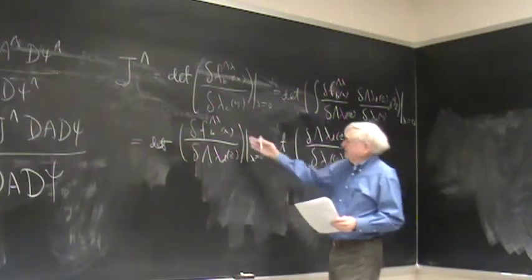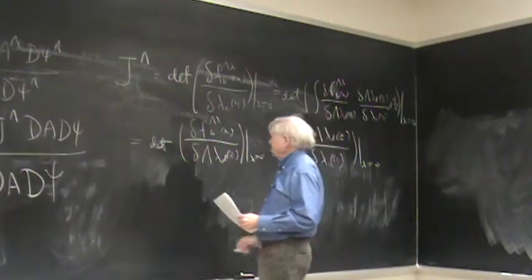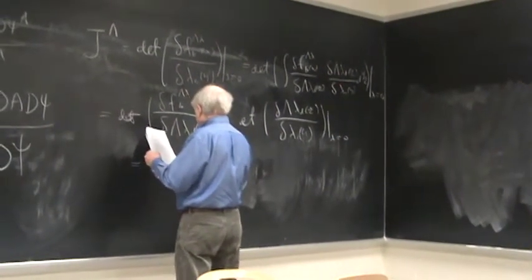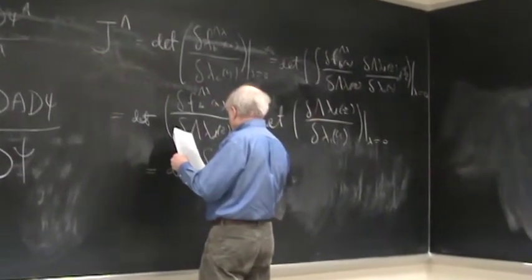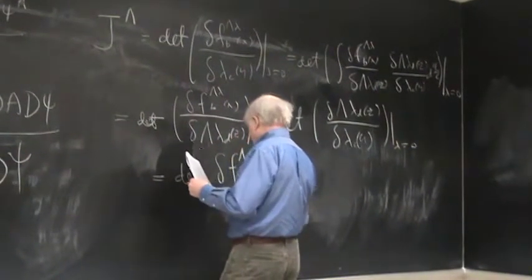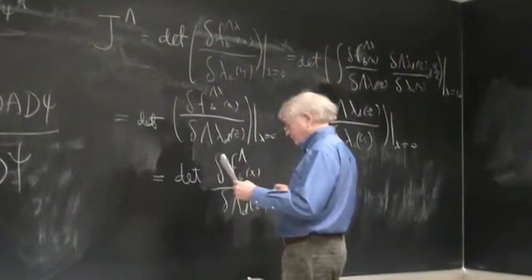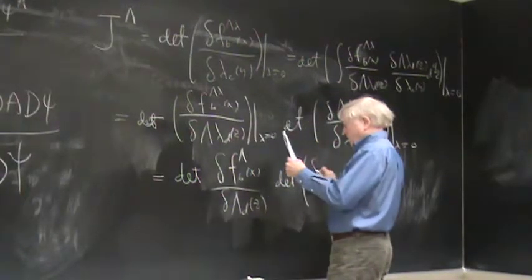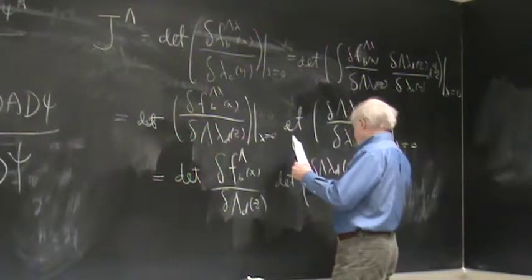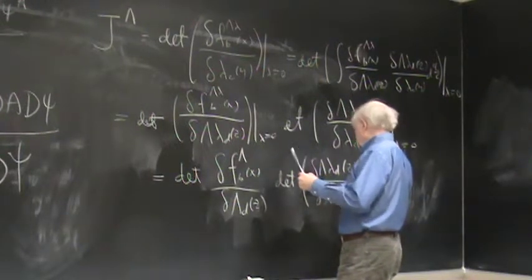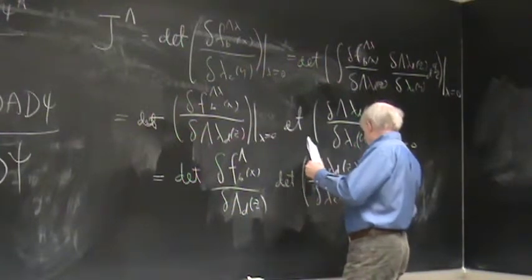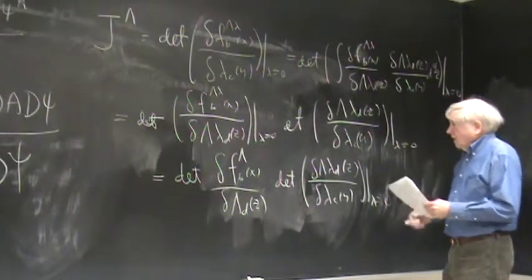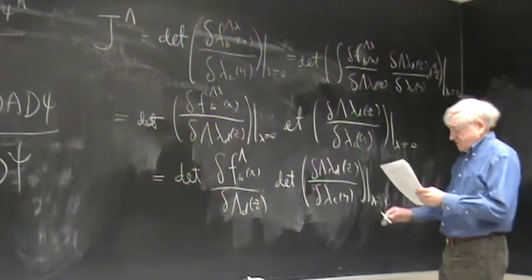Okay, now if we set little lambda equals zero here, then this thing is just the determinant of F big lambda B of X with respect to lambda D of Z. And this one doesn't change, so it's the determinant of lambda lambda D of Z with respect to lambda C of Y. All right, so that's what J lambda is, the product of these two things.